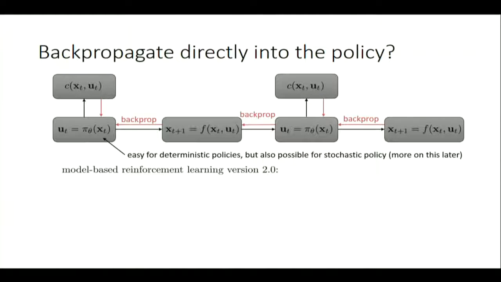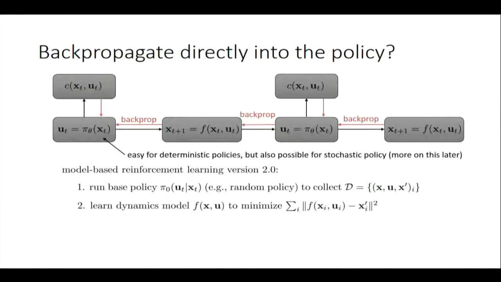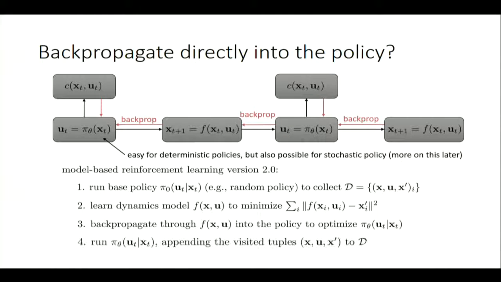So this is model-based reinforcement learning version 2.0, where we run our base policy, collect our data set of transitions, and learn our dynamics by, let's say, minimizing squared error or something like that. Then we back propagate through the dynamics into the policy to optimize pi theta. You can think of this as a gigantic recurrent network. And then we run pi theta and append the visited states to our data set and then repeat in order to compensate for the distribution mismatch problem. So this is a classic model-based policy search algorithm.